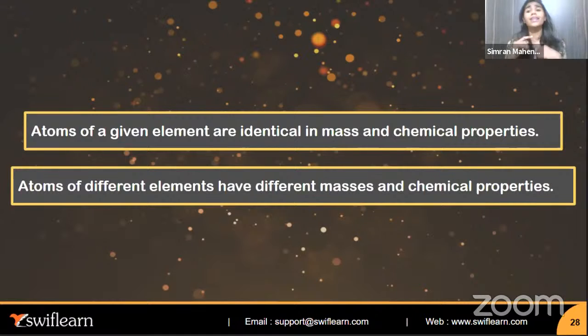Clear? Now, the next postulate is the opposite of the previous postulate. That is, atoms of different elements have different masses and chemical properties. Same element will have the same identical mass and the same properties. Different elements would have different mass and different chemical properties. How is that? If you take hydrogen and oxygen, oxygen will be made up of oxygen atoms which have a certain mass and chemical properties. Hydrogen, on the other hand, is a different element, so it will be made up of hydrogen atoms which will have totally different masses and chemical properties compared to oxygen. Getting an idea?